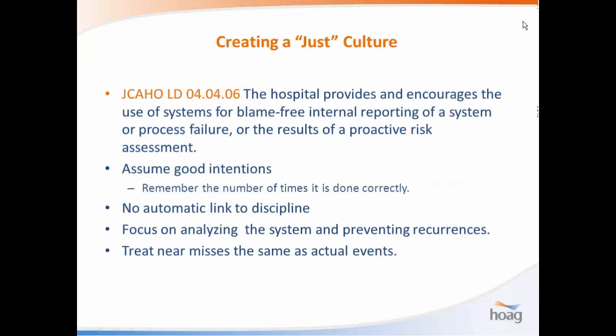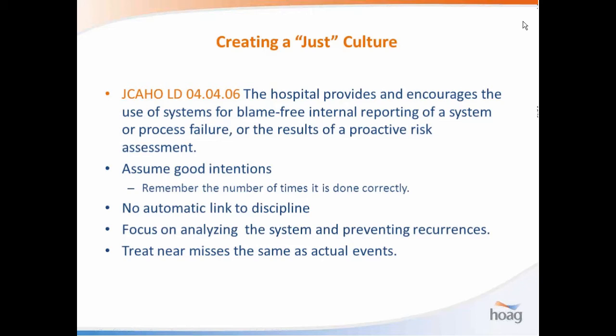So let's talk a little bit about just culture, which I think is the most important tenet of an effective non-conforming event system. And indeed, JCAHO requires that the hospital provides and encourages the use of systems for blame-free internal reporting of a system or process failure or the results of a proactive risk assessment. So I think that term blame-free is a little bit out of date and has been replaced with just culture. And I'll go over why those two terms are kind of different, actually.